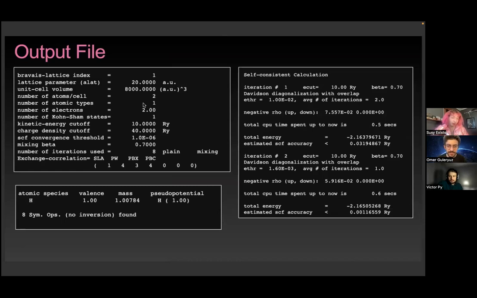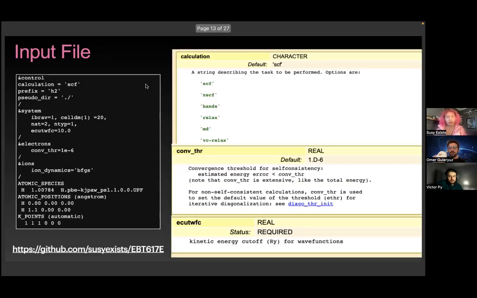So let's talk about the shape of the output file. First we have our Bravais lattice. In this case, Bravais lattice 1 means it's going to be a free lattice, because in the previous slide we indicated that the lattice coordinates is a free lattice with a cell parameter 20, and the free lattice means it's just a box with 20 Angstrom on each side.